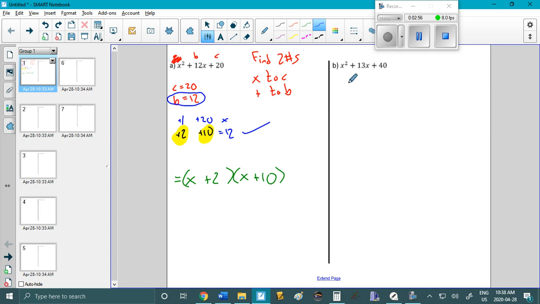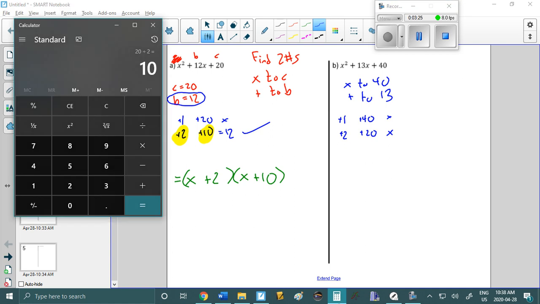Okay, so hopefully you did that. So we need two numbers that multiply to 40 and add to 13. So 40 divided by 1, remember everything's positive, so our numbers are positive. 40 divided by 1 is 40, so plus 1 plus 40. If I add 40 and 1, I get 41, so it doesn't work. 40 divided by 2 is 20, so I get plus 2 and plus 20. 2 plus 20 is 22, not 13. 40 divided by 3 doesn't work.